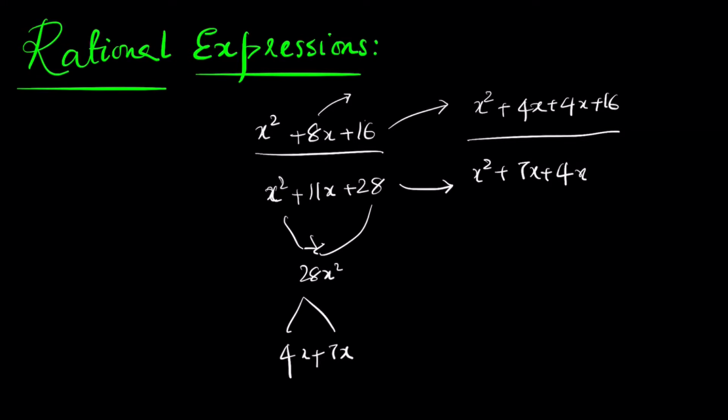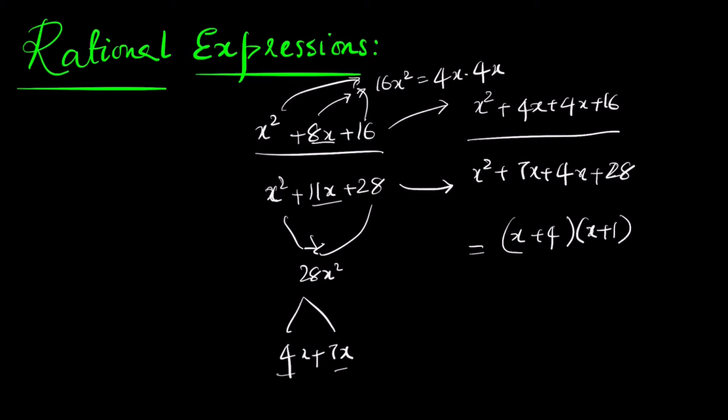Here 16x square becomes 4x times 4x, so 4x plus 4x is 8x. Here 4x plus 7x is 11x. So 7x plus 4x plus 28. When you simplify it, you get x plus 4 into x plus 4, x plus 4 squared, divided by x plus 4 into x plus 7.